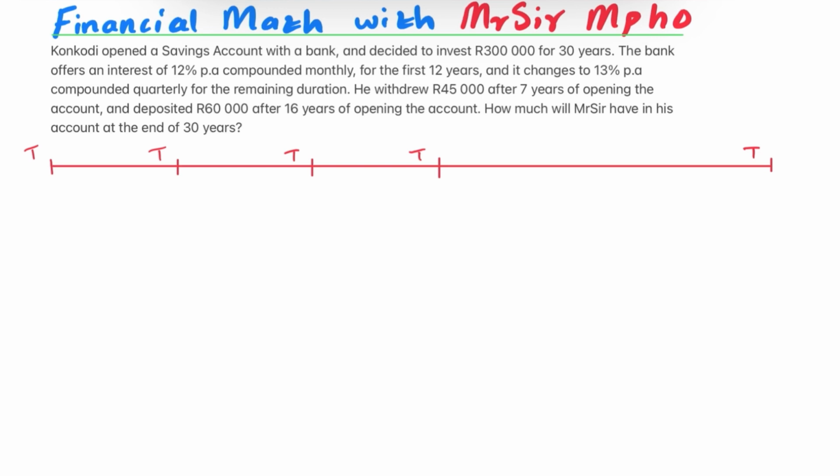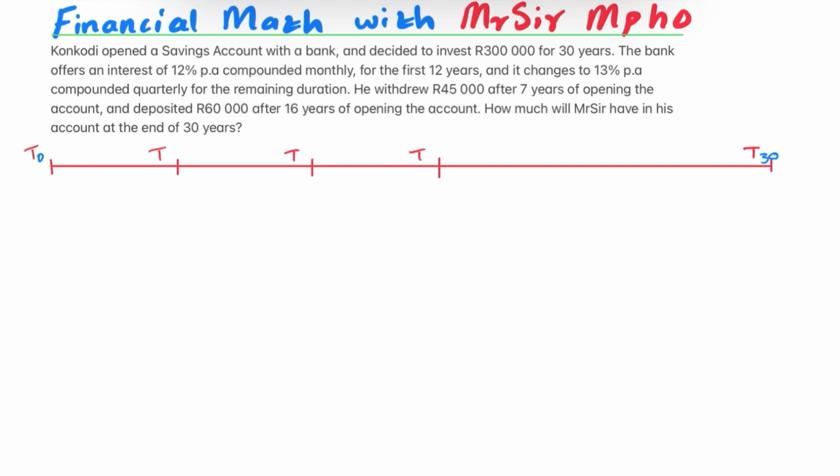So the question is, remember, I'm continuing from the previous video where I was just summarizing the whole thing of using the timeline. Now I want us to apply it, okay? So the question is, Concodi opened a savings account with the bank and decided to invest 300,000 Rand for 30 years. So if the whole duration is 30 years, my T0 is right there at the beginning, obviously. And then the last T will be T30. So I'm going to write 30 here.